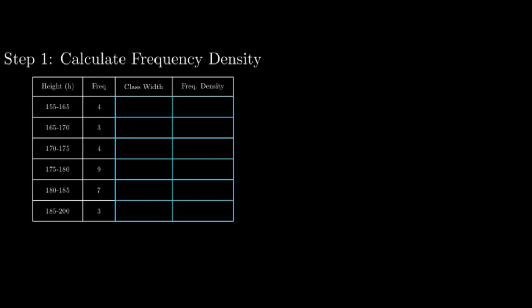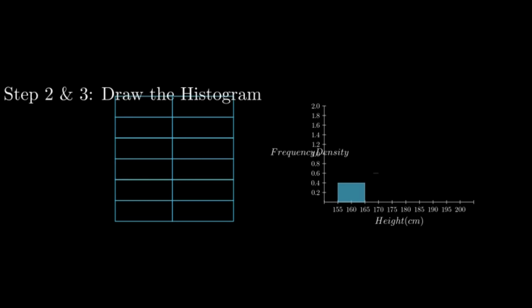We repeat this calculation for every class. Now we have all the information we need to draw the histogram. We draw our axes. The horizontal x-axis is for the continuous variable, height. The vertical y-axis is for frequency density. Then, for each class, we draw a bar.